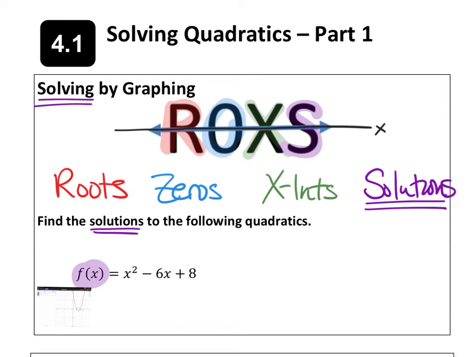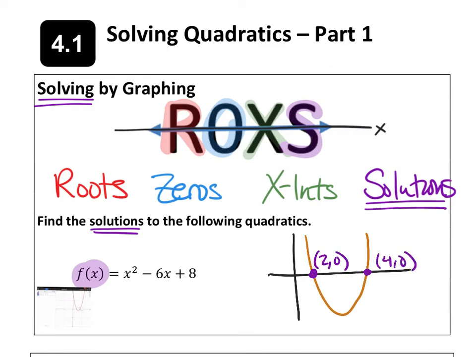What we saw on the graph was when we graphed that function, it looked like this. And it crossed the x-axis at the coordinate points (2, 0) and (4, 0), which means I know immediately that my solutions are x equals 2 and x equals 4. Now we're going to utilize this skill pretty much the whole class period today to check our work so that we can find our two solutions.